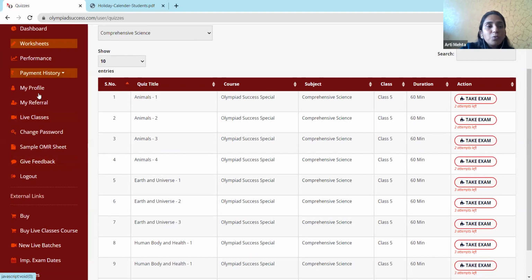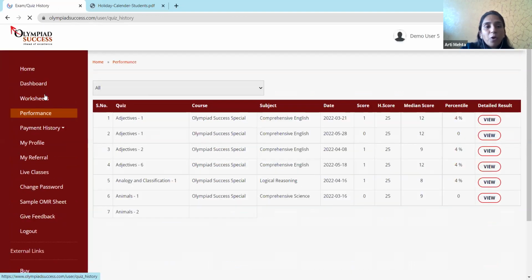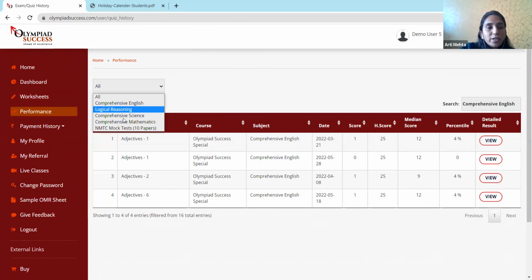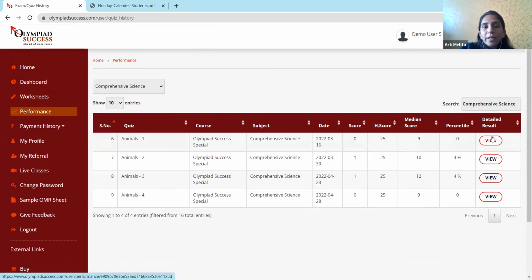And then finally, to view the answer keys, you have to click on the performance tab, select the subject, and click on the view button to view the answer keys. So this is about the platform you would be able to access once you enroll. Now if you have any doubts, you can write it down in the chat section for us to answer.